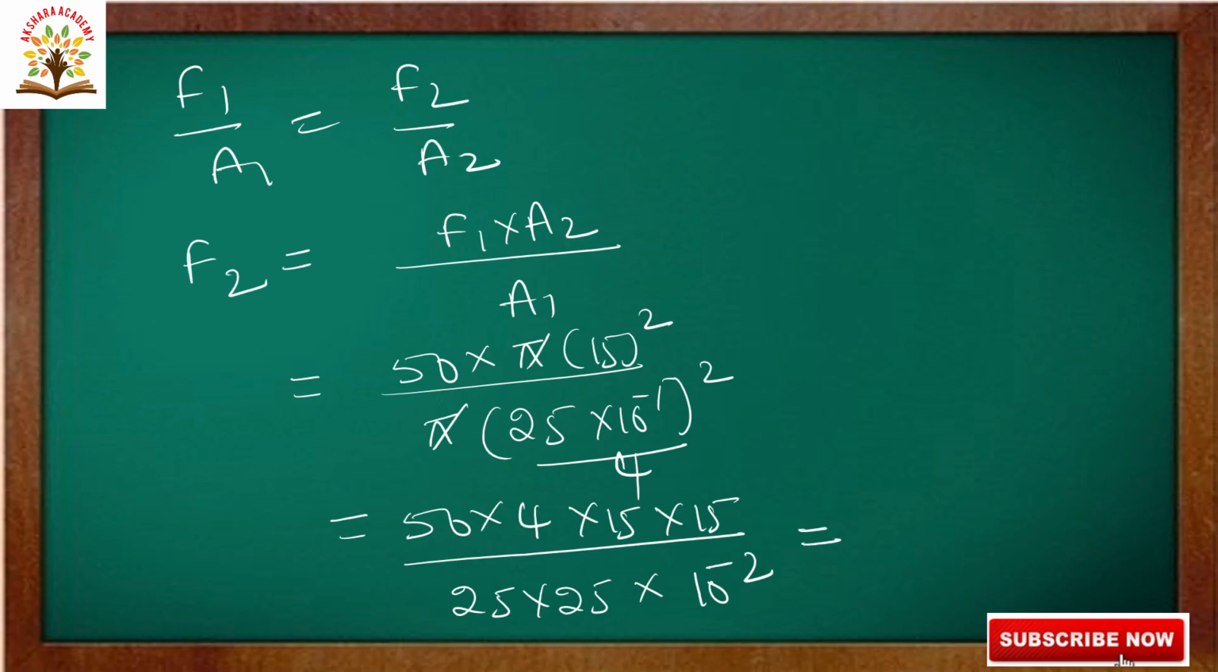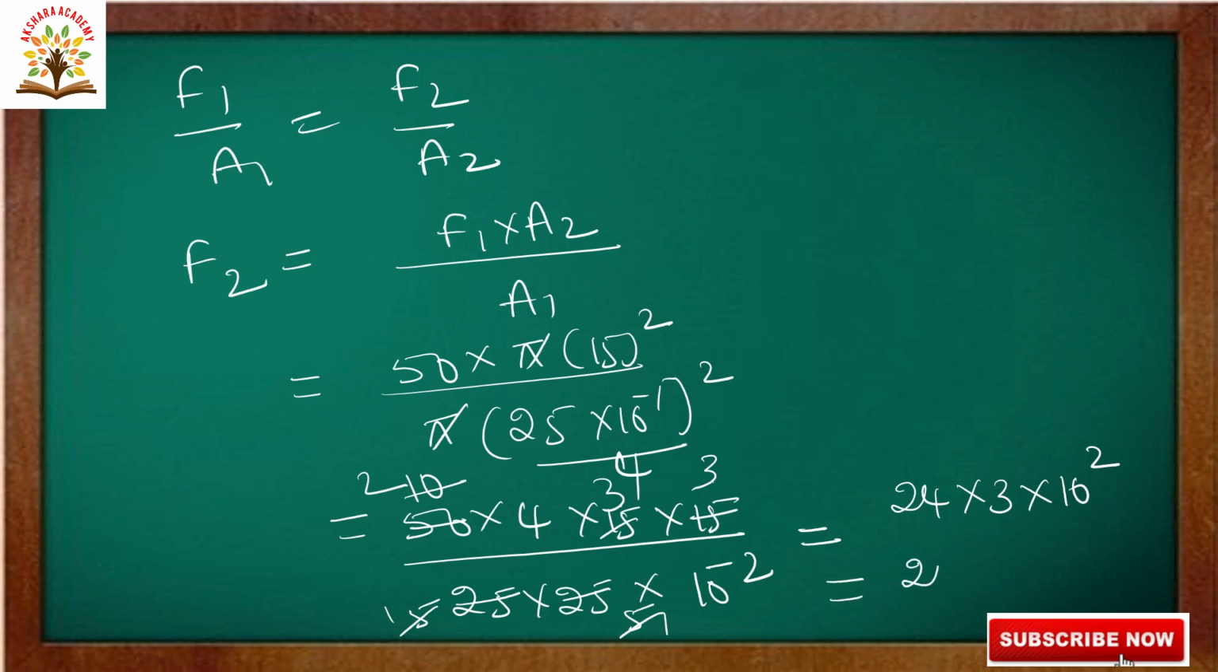So here 5 tens are 50, 5 fives are 5 ones are 5, 5 twos are 10, and again here 5 threes are 15, 5 fives are 25, and 5 ones are 5. Here 2 into 4, 2 fours are 8, 8 threes are 24, 24 into 3 into 10 to the power of minus 2 will become 10 square. So that is equal to 24 into 3, which is 3 4s are 12, 3 2s are 6, 72.